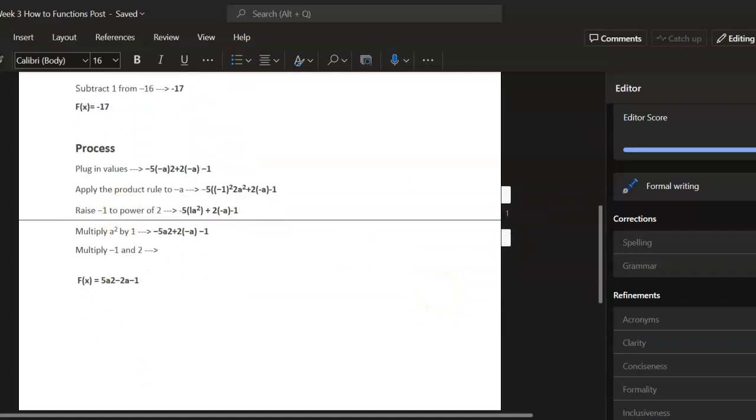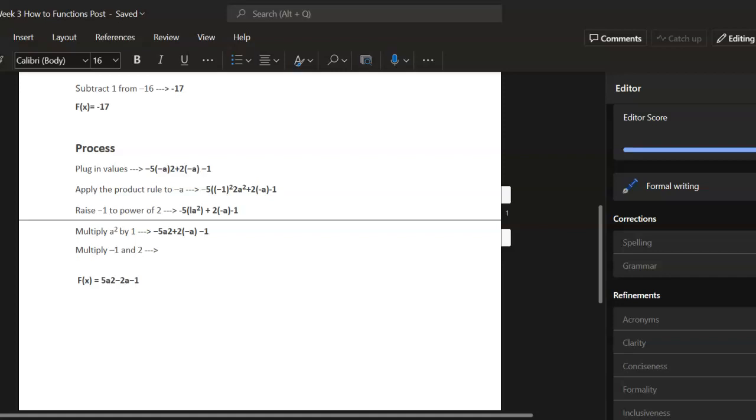Okay, this is the last one. So we're going to plug in those values again. Like we did with the first two, we'll plug in the negative a where x was. And this time we're going to apply the product rule. So, right here.